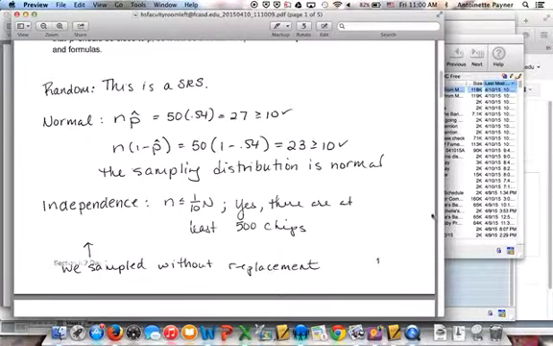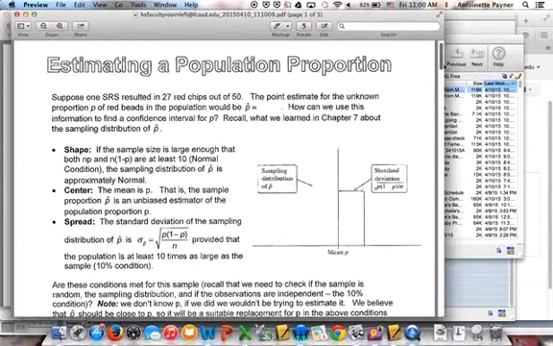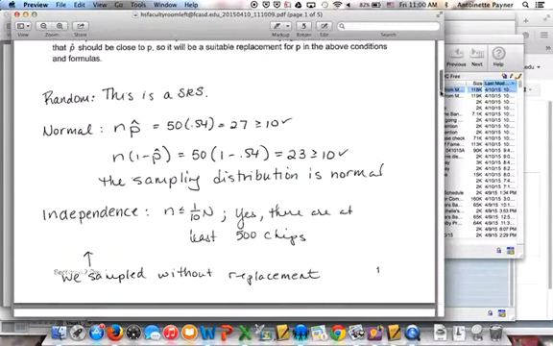For the independence check, I sampled without replacement. They took a sample of 50 chips; they didn't take one chip, put it back, take another chip, put it back, and so on until they got 50. They just took a handful of 50. So that's sampling without replacement. Since you're sampling without replacement, you are violating the independence condition because you're actually changing the probability each time you take out, when you take out that big sample and don't put it back in.